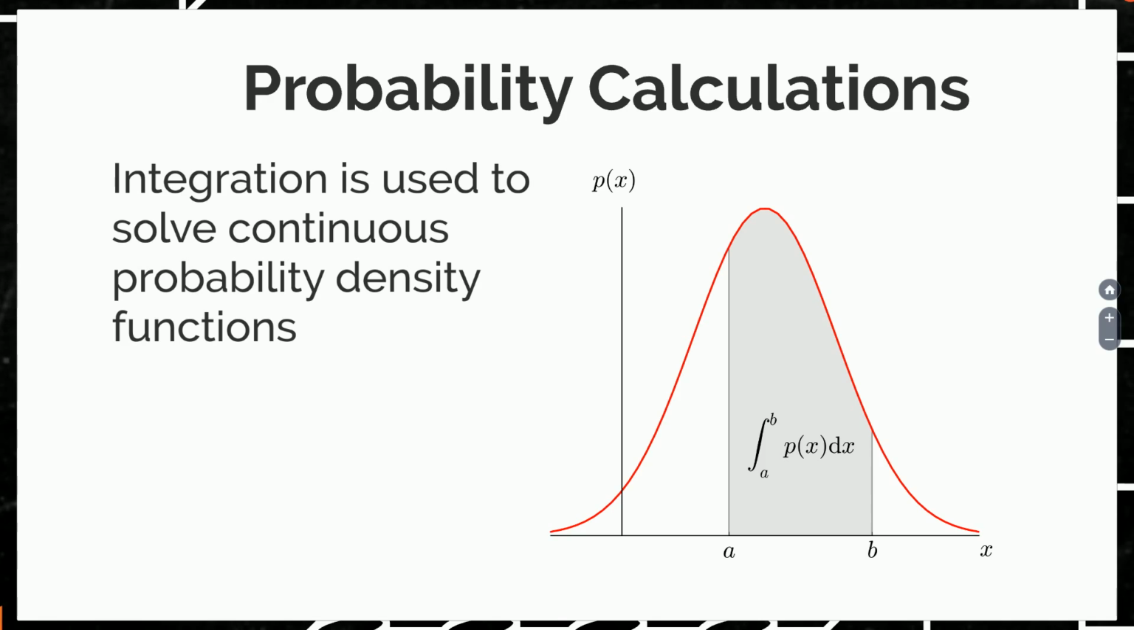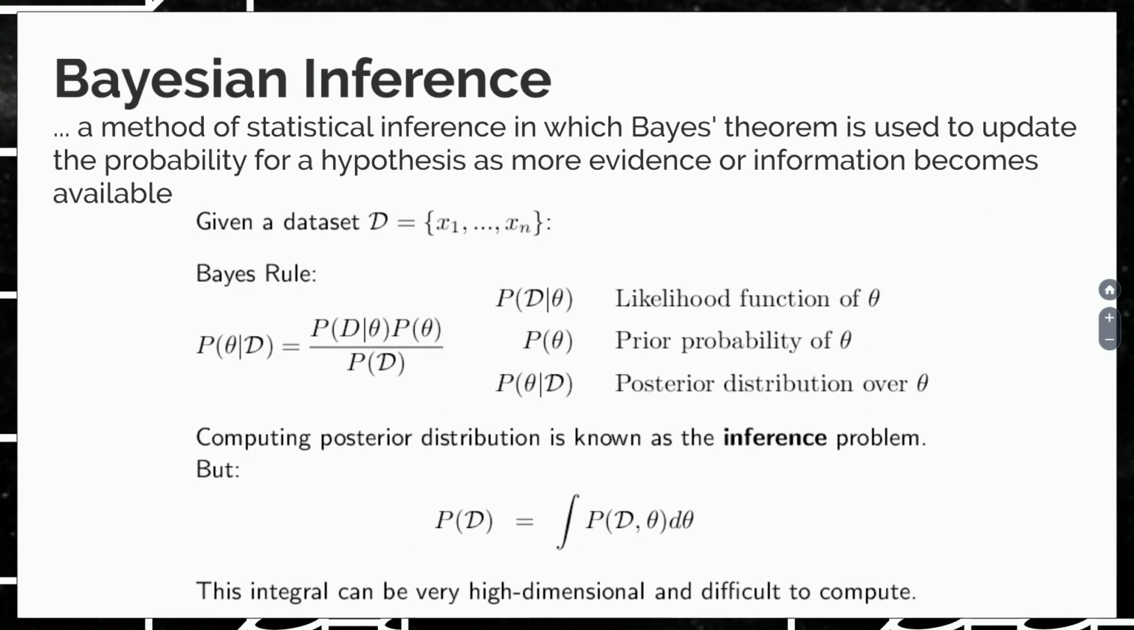So let's talk about another example of that, and this is in Bayesian inference. This is a statistical inference in which Bayes' theorem, which we're going to talk about, is used to update the probability for a hypothesis as more evidence or information becomes available. So let's go over this. We have a data set, and we can use Bayes' rule, which we will go into in a later slide in more detail. However, what Bayes' rule often gives you is a posterior distribution, and solving this distribution is known as the inference problem.